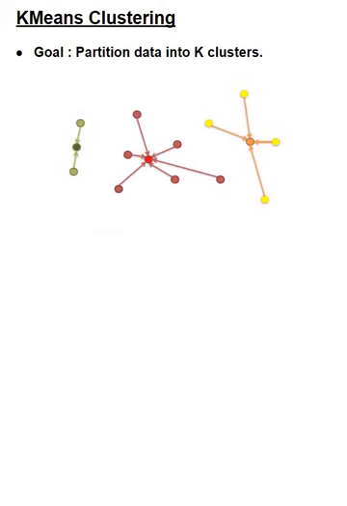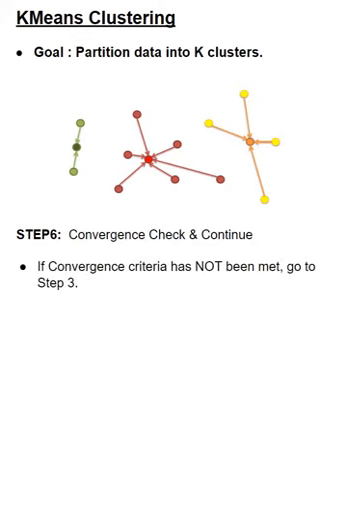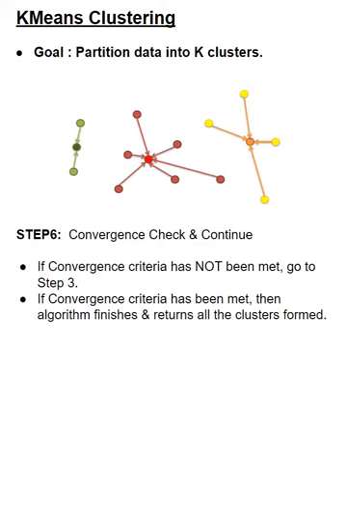The next step, which also is the last step, is that we check the convergence criteria, and if it has not been met, then the algorithm goes back to step number 3. But if the convergence criteria has been met, then the algorithm finishes and returns all the clusters formed. The open question is, what is the convergence criteria?